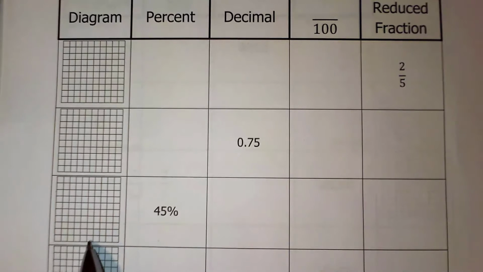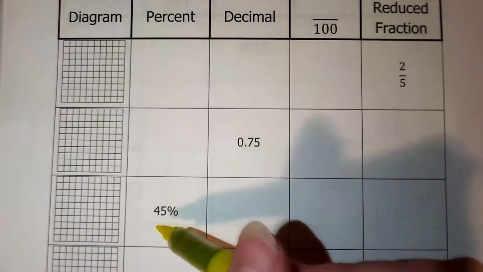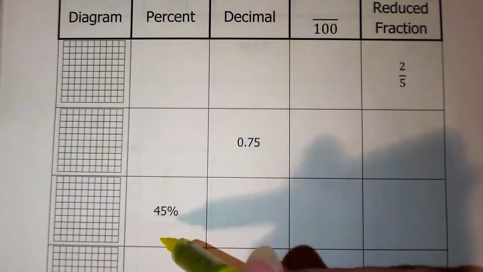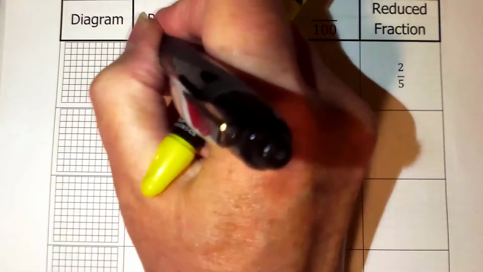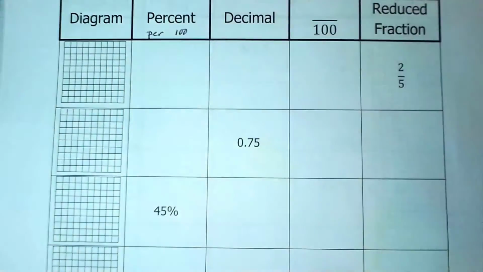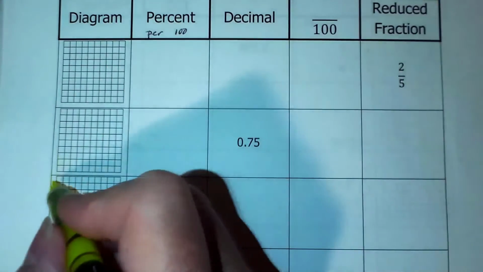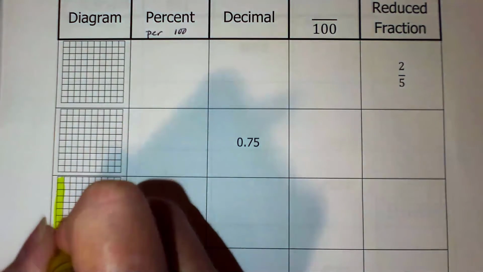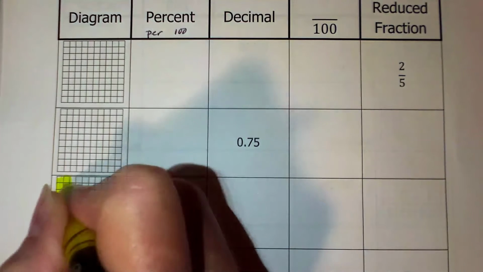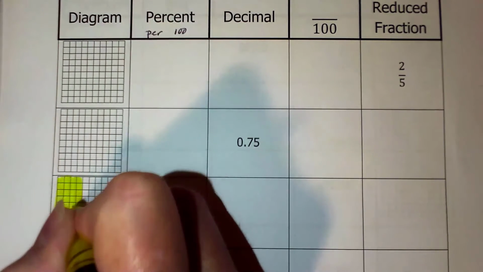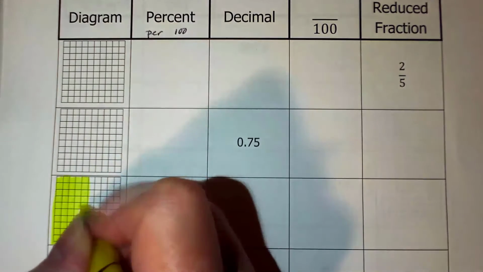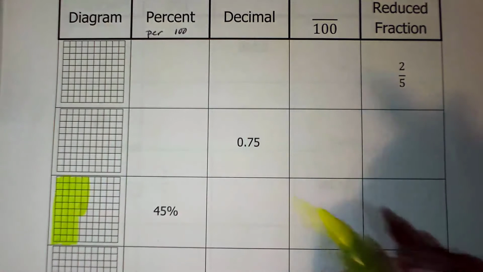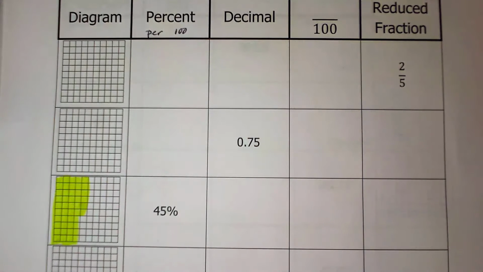If I was to draw a picture of 45% and shade this in, this is 100, so 45% means per 100. Percent means per 100. So 45 out of 100. So there's 10, 20, 30, 40, 1, 2, 3, 4, 1, 2, 3, 4, 5. 45 out of 100. So that represents 45%.